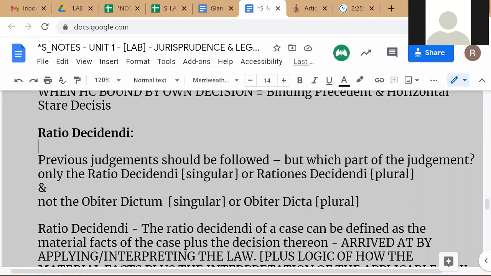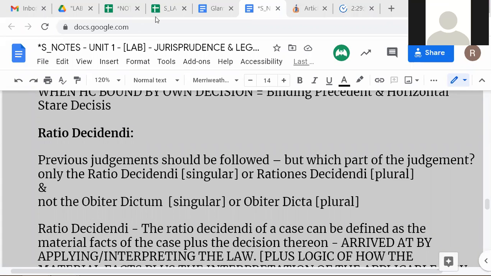One sec, there's some kind of a chat message. Pawan has asked about horizontal stare decisis with an example. Okay, the mic is not working. One minute, one second.